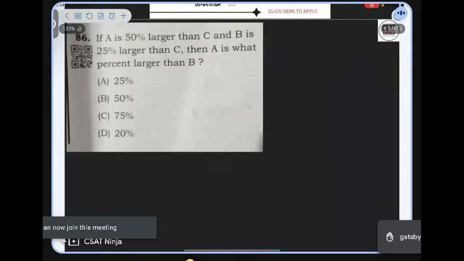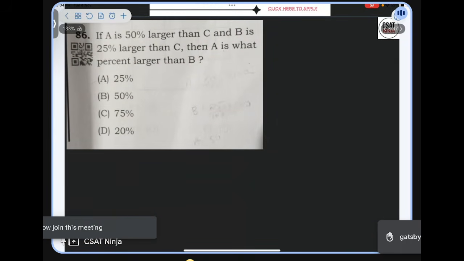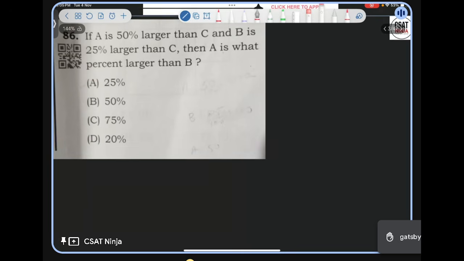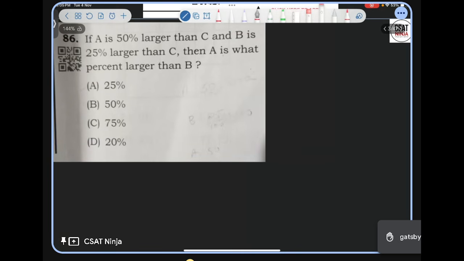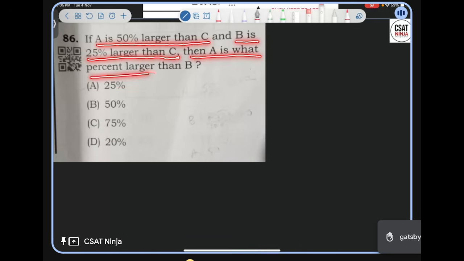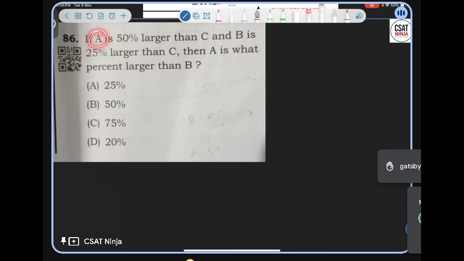So let's start with question number 1. Like I've told you, most of the questions are from NSSB 2022. The question here is: if A is 50% larger than C and B is 25% larger than C, then A is what percent larger than B?